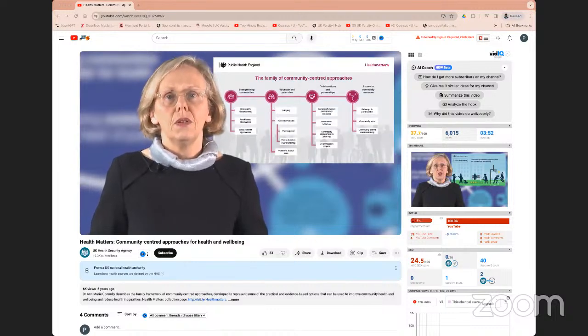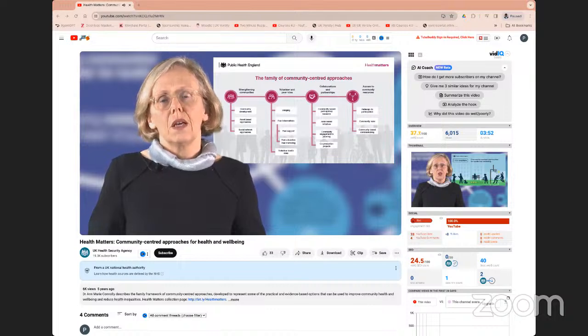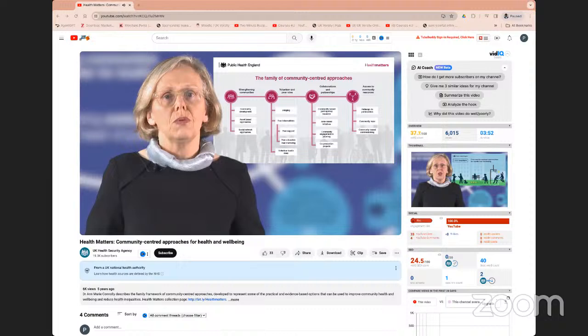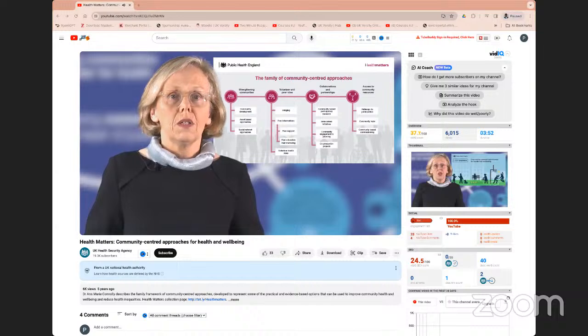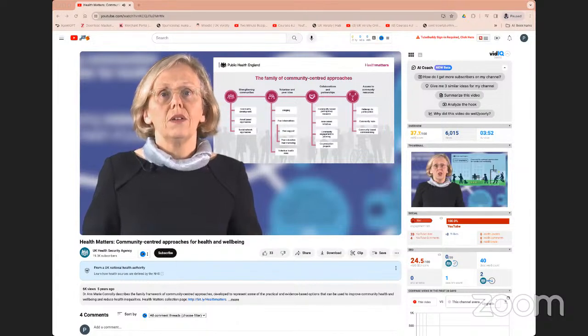Our family of community-centred approaches represents some of the practical and evidence-based options that can be used to improve community health and well-being. The four main strands include strengthening community action on health and the social determinants of health, volunteer and peer roles, collaborations and partnerships between communities and services, and increasing people's access to community resources.